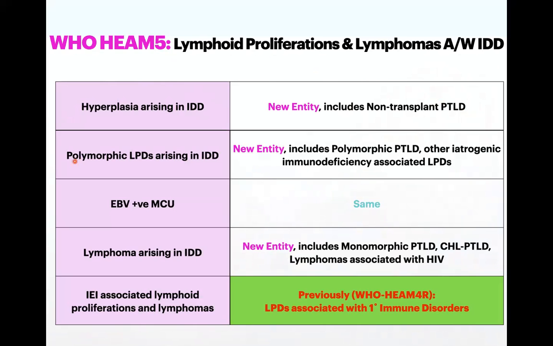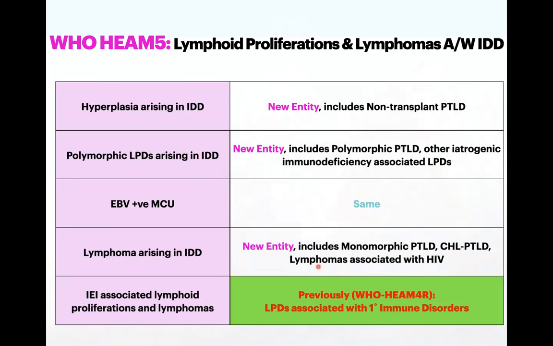And polymorphic lymphoproliferative disorders arising in immunodeficiency and dysregulation settings is also a new entity that includes polymorphic PTLD and other iatrogenic immunodeficiency-associated LPDs. EBV positive mucocutaneous ulcer was previously described under the mature B-cell lymphoma family, but now it is included in these immune deficiency and dysregulation disorders. And lymphomas arising in IDD include monomorphic PTLDs, classical Hodgkin lymphoma in PTLD, and lymphomas associated with HIV infection.